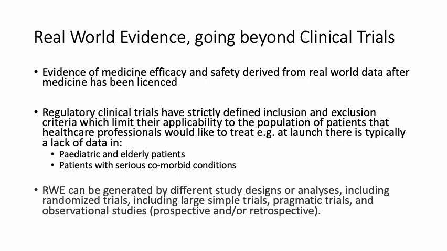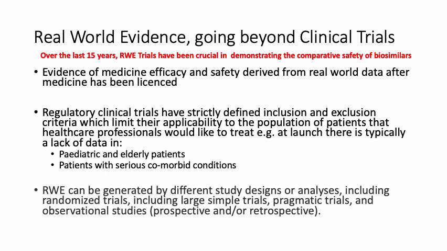Real-world evidence can be generated by different study designs or analysis, including randomized trials, large simple trials, pragmatic trials, and observational studies, which may be prospective and retrospective. They allow a more broad-based representative population and can provide evidence to doctors which can be very valuable in treating their patients. Over the last 15 years in particular, real-world evidence trials have been crucial in demonstrating the comparative safety of biosimilars, which are biological generic medicines.